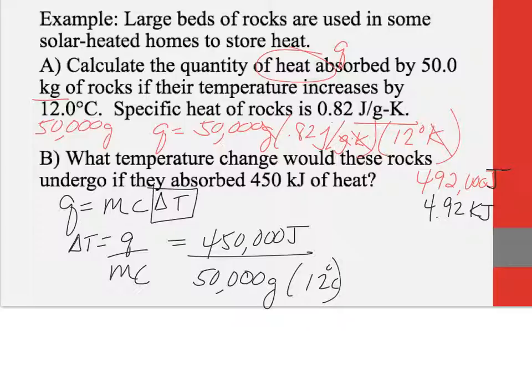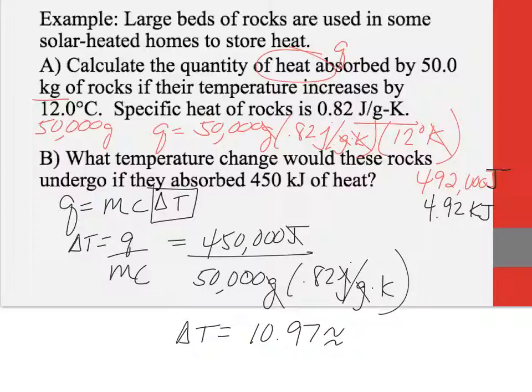Oh, sorry. They didn't want temperature. Long day. We need specific heat capacity. My bad. 0.82 joules per gram Kelvin. So this is going to be this. Okay, now I'm back on track. When we do the math, my delta T comes out to be 10.97, or approximately 11 degrees Kelvin, or Celsius, because we're just reporting the change.